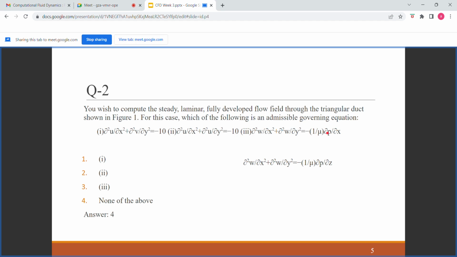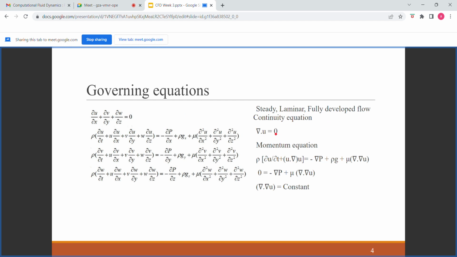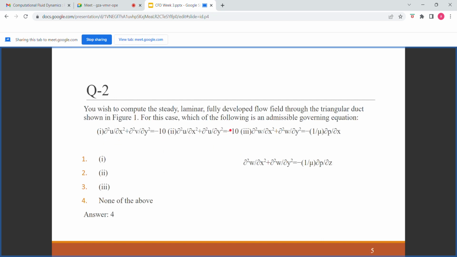For this case, three forms are given and we have to find the right one. So the governing equation in this term is dou square u by dou x square plus dou square u by dou y square plus dou square u by dou z square. So the first term is not dou square v by dou y square. So the first option is false, and also the other term is not given in z and all. So this also becomes false.